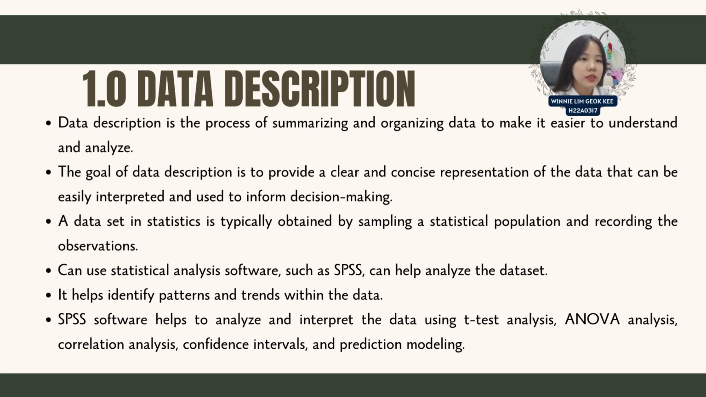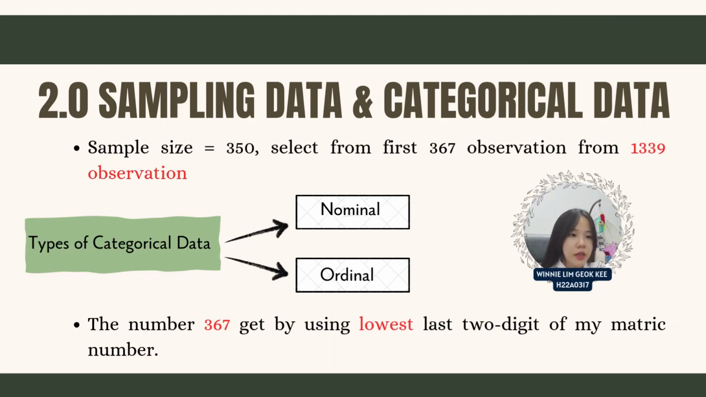A dataset in statistics is typically obtained by sampling a statistical population and recording the observation. We use statistical analyzing software such as SPSS to help analyze the dataset. It helps to identify patterns and trends within the data. SPSS software also helps to analyze and interpret the data using t-test analysis, ANOVA analysis, correlation analysis, confidence interval, and prediction modeling.